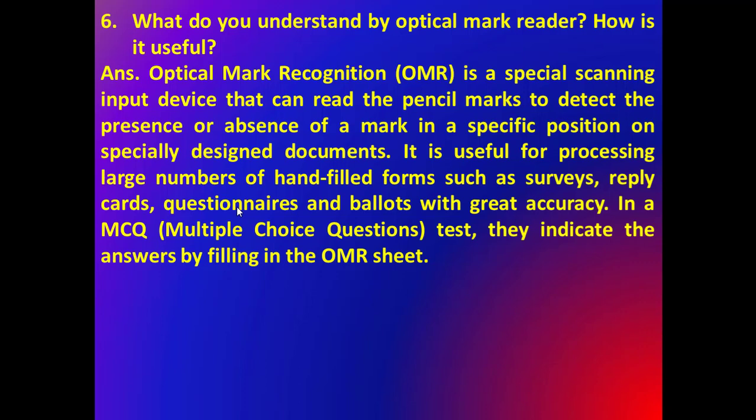What do you understand by optical mark reader? How is it useful? Optical mark recognition or reader is a special scanning input device that can read the pencil mark to detect the presence or absence of a mark in a specific position on specially designed documents. It is useful for processing large numbers of hand-filled forms such as surveys, reply cards, questionnaires, and ballots with great accuracy. In an MCQ, multiple choice questions test, they indicate the answer by filling in the OMR sheet.